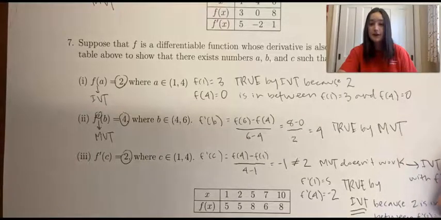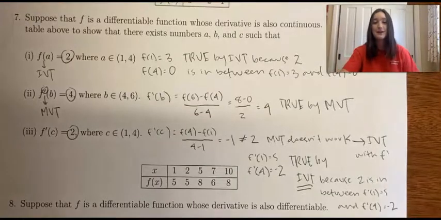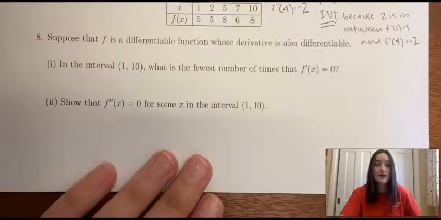Can you read that? IVT is true because, you can't really see that, but it says because 2 is in between f prime of 1 equals 5 and f prime of 4 equals -2. 8 looks a little bit different.